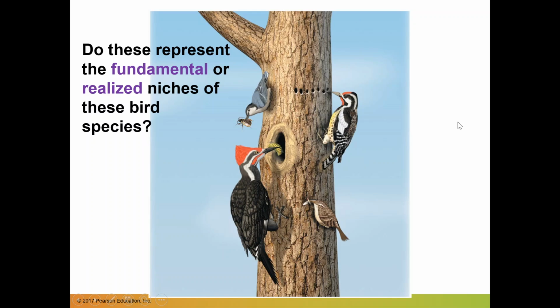Do you think that these are the fundamental or realized niches of these bird species that all live in the same area?